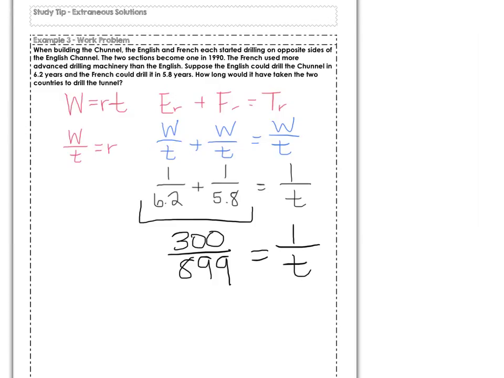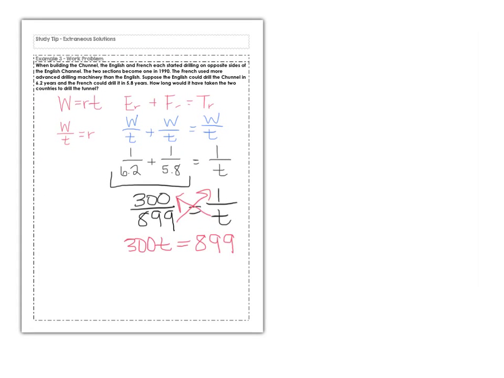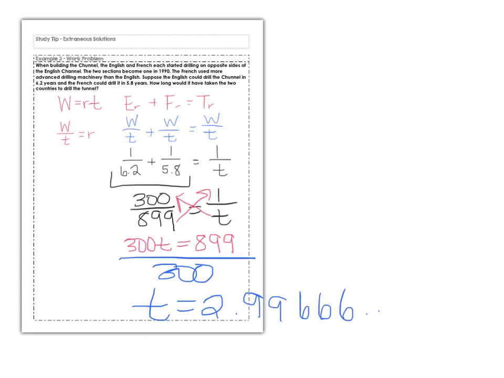Now, we're really solving here for the time, and notice we have not yet solved for it, so we must cross multiply. So 300t is going to be equal to 899. Okay, once again, still not done. Last thing to do, divide by 300. So t is going to be equal to whatever 899 divided by 300 is, and that's going to get me 2.996666667, okay? That's where the textbook got approximately 3 years together.